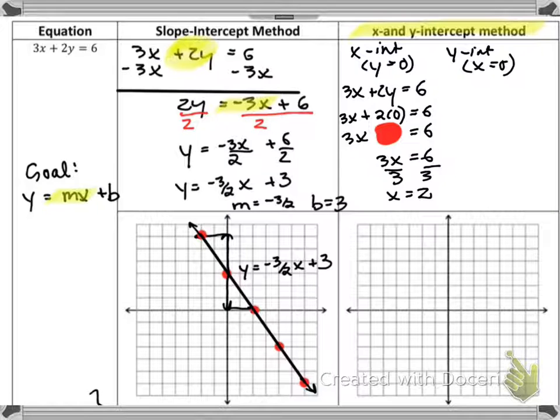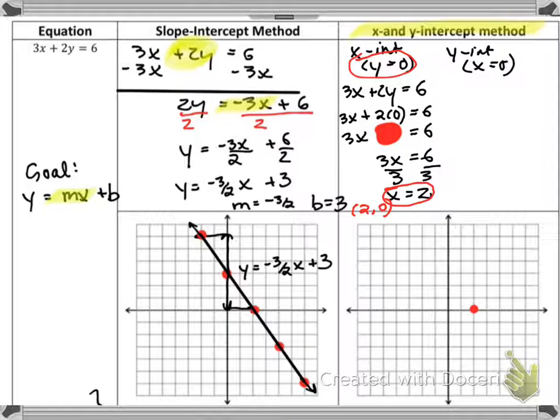equals 2. Now this is really important that you remember that the x-intercept is actually an ordered pair. It's the point (2, 0). So the x-intercept is actually the point (2, 0), which we can then plot on our graph.